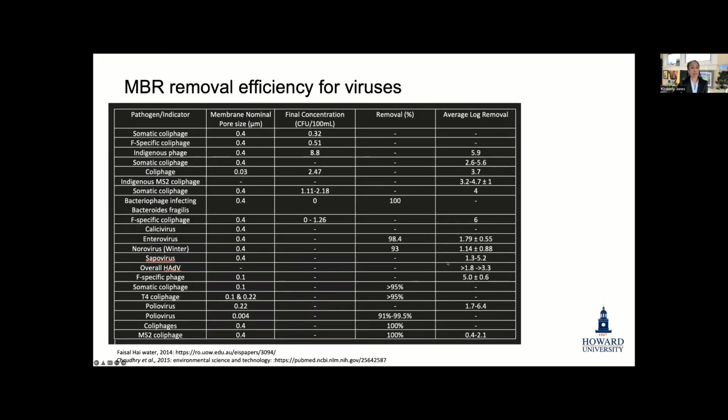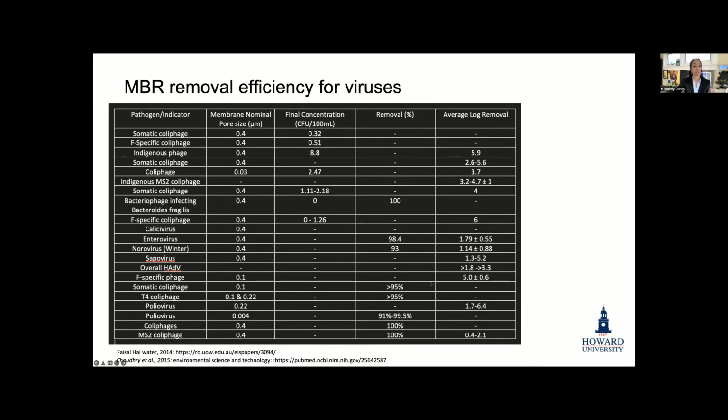But when you look at viruses, you can see here, again, you have different types of viruses and different pore size membranes, and most of these happen to be microfiltration membranes. You see here that the log removal is much lower. There are some exceptions with some of our larger viruses, where you may get 5 log removal, but typically they tend to be around 1 or 2 log removal.